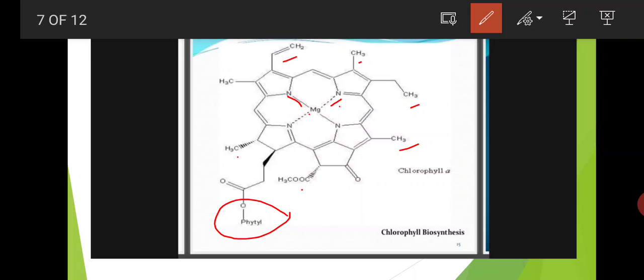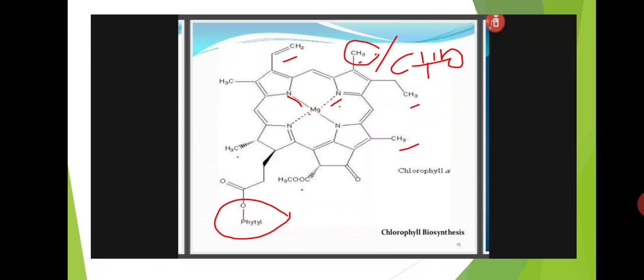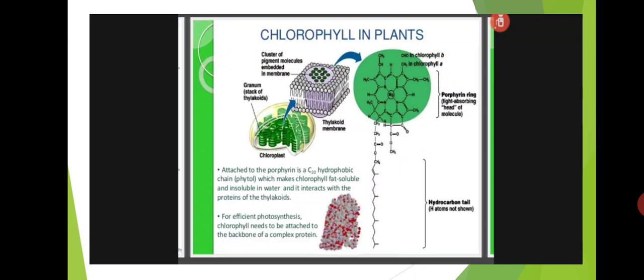Chlorophyll A and B, what is the difference? Only the CH3 group here is different. If the CH3 group is there, that is chlorophyll A. If the CHO group is there, then that is called chlorophyll B. That is the difference between chlorophyll A and B. Remaining all are the same. Next, chlorophyll in plants.